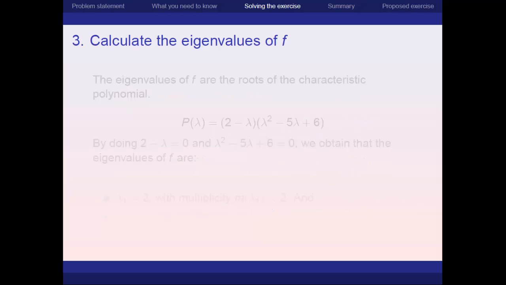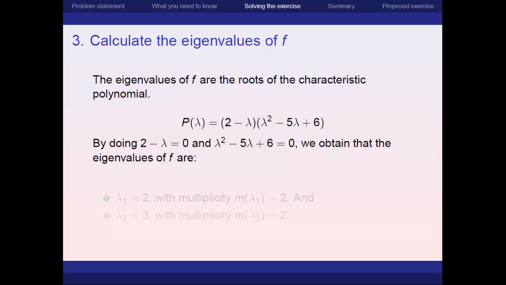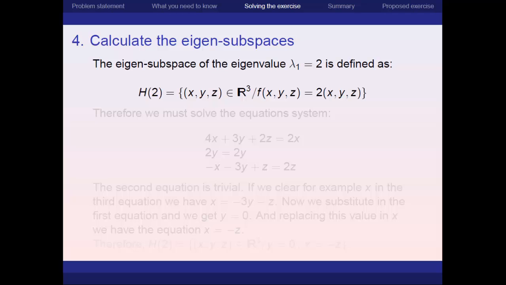3. Calculate the eigenvalues of f. The eigenvalues of f are the roots of the characteristic polynomial P(λ) = (2 - λ)(λ² - 5λ + 6). By doing 2 - λ = 0 and λ² - 5λ + 6 = 0, we obtain that the eigenvalues of f are λ1 = 2 with multiplicity 2 and λ2 = 3 with multiplicity 1.